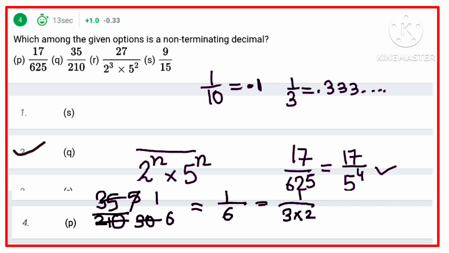You can check the other options and verify as well, but as you have got your answer, stop this and start with the next one.